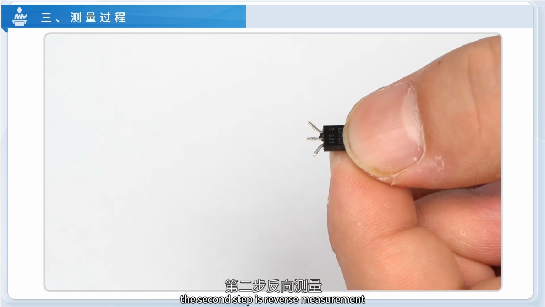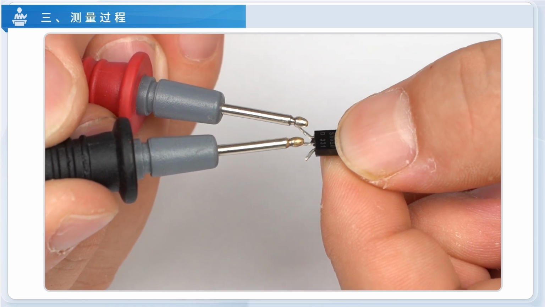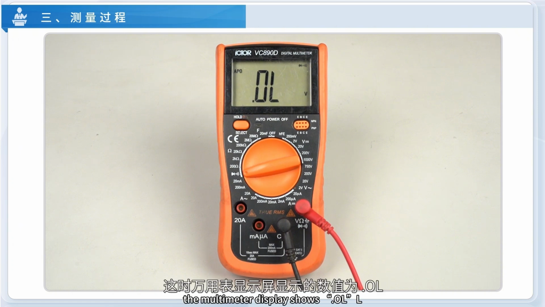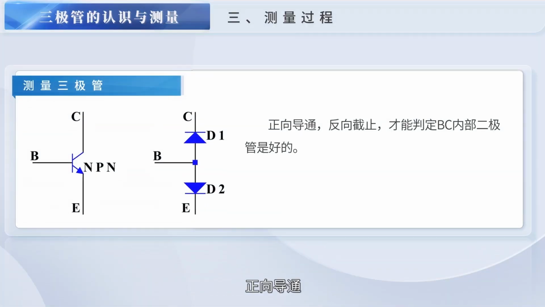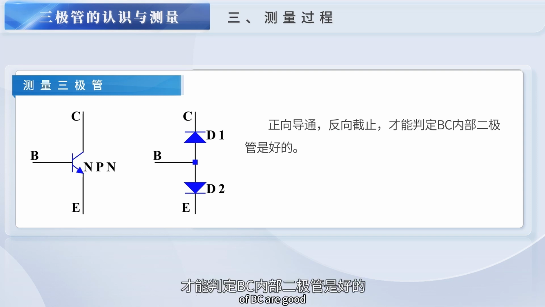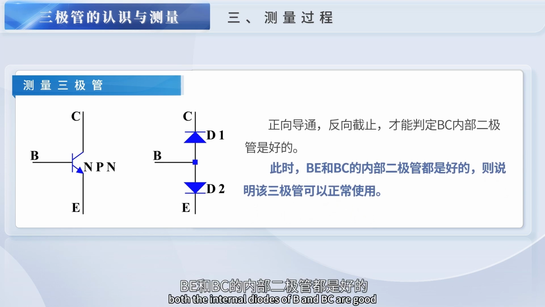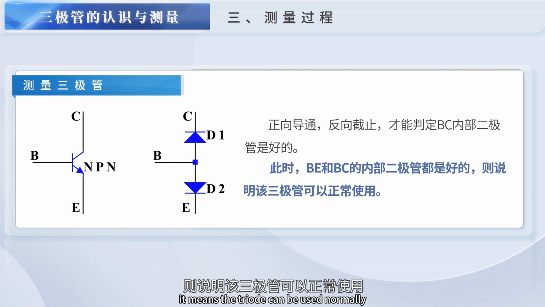The second step is reverse measurement. Connect the black probe of the multimeter to the anode and the red probe to the cathode of the diode. The multimeter display shows OL. It means the diode is reverse blocking. The diode is normal in reverse direction. With forward conduction and reverse cutoff, we can determine that the internal diode of BE is good. At this time, both the internal diodes of BE and BC are good. It means the triode can be used normally.